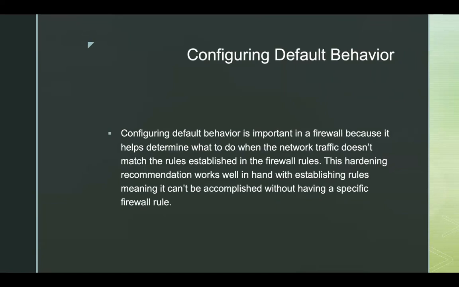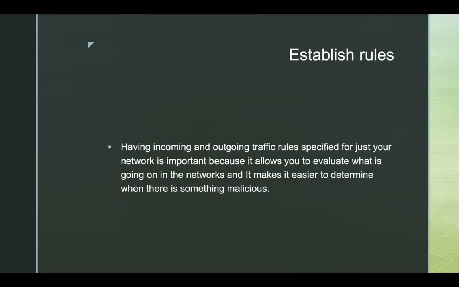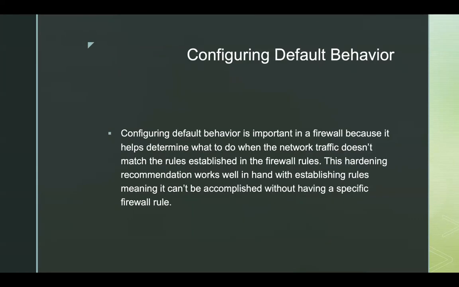And the last one is configuring default behavior. Configuring default behavior is important in a firewall because it helps determine what to do when the network traffic doesn't match the rules established in the firewall. This hardening recommendation works hand in hand with establishing rules, meaning it can't be accomplished without having a specific firewall rule. This is very important, especially the last part. Most of the Windows firewall features work hand in hand. So if you don't have an established rule, you can't configure default behavior.